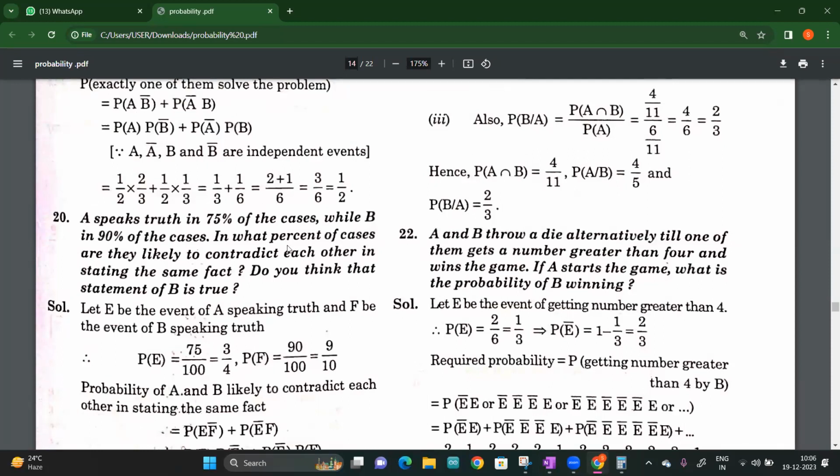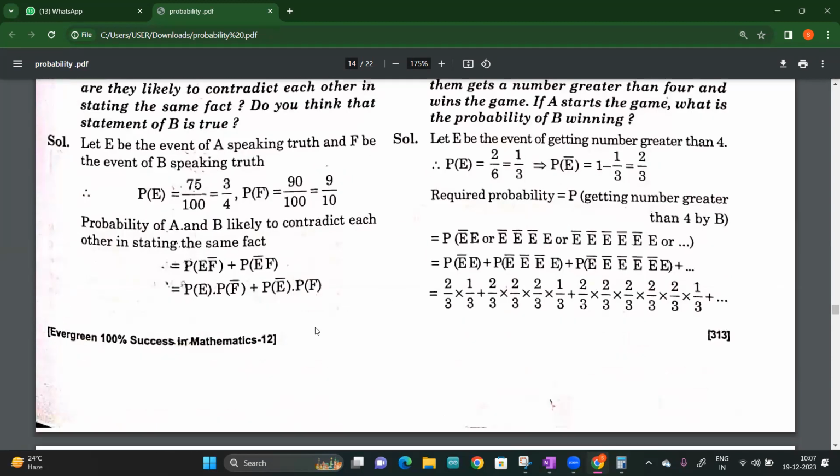A speaks the truth in 75% of cases, B speaks the truth in 90% of cases. 75% A, 90% B. In what percent of cases are they likely to contradict each other, stating the same fact? Okay, they will contradict. We already solved this kind of question, the wife and husband problem. In the same way, we have to do this one also.